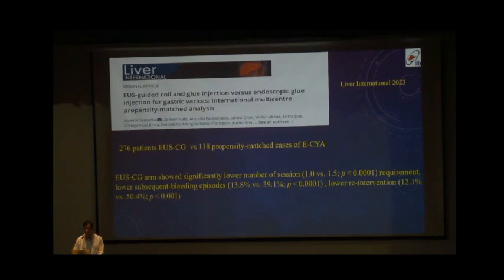This is a propensity score matching study which has been done from certain centers of India as well as Italy. These centers used 276 patients of EUS-guided coiling and compared it with 118 patients, with propensity match scores, of endoscopic cyanoacrylate. This did show that EUS-guided therapy had a significantly lower number of sessions, as well as requirement of subsequent bleeding episodes and lower interventions, but there was no difference in the survival in these groups of patients or any increased risk of decompensation in any of these patients.